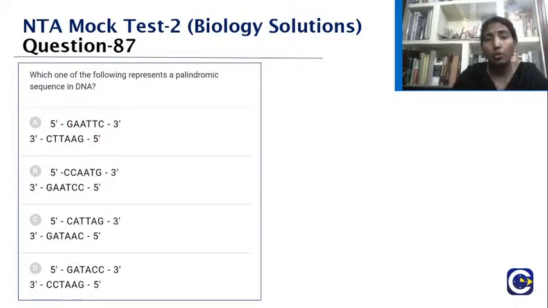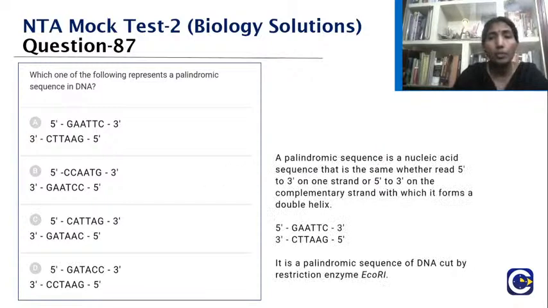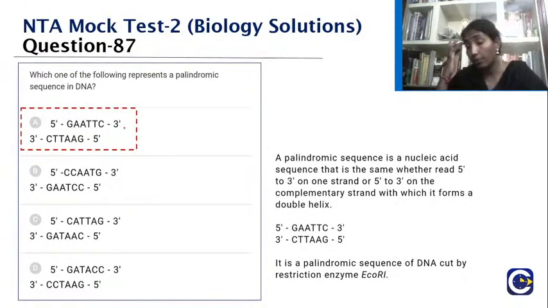So when it comes to the palindromic sequence, when you read it from either end, 5' to 3' or 3' to 5' in either strand, it forms the same sequence, like GAATTC. Like the word Malayalam, it is a palindromic word. It should be like that, because only then can the DNA be cut at that restriction point. So the answer here will be the first option.